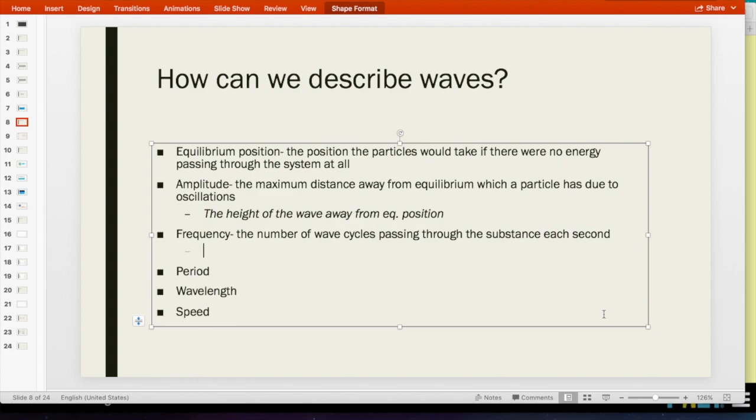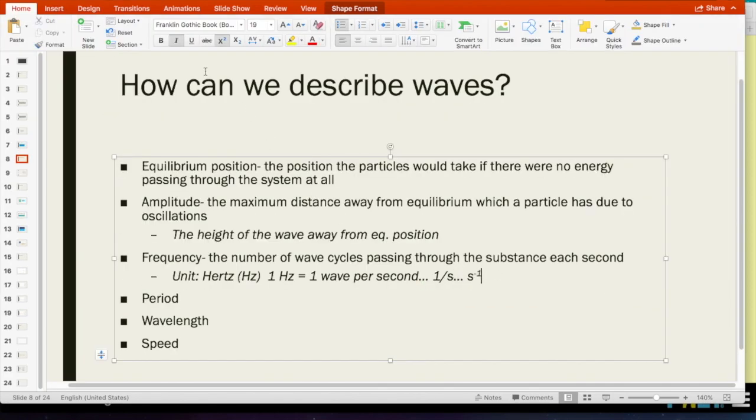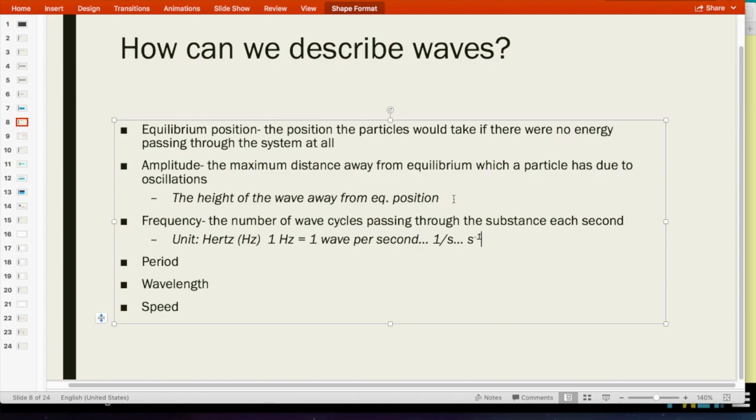It's important that you understand how we measure frequency. Frequency is measured with a unit called the hertz, which we abbreviate Hz. 1 hertz is equal to 1 wave passing each second, 1 wave per second. In other words, the unit of a hertz is 1 over seconds, 1 over s. It could also be described as s to the negative first power, if you know your math. If that doesn't make sense to you, don't worry about it.